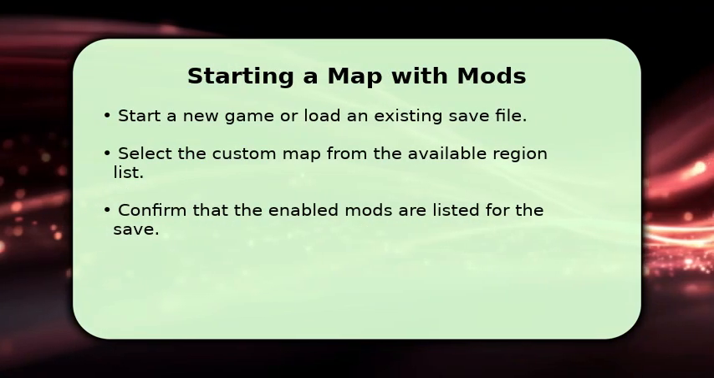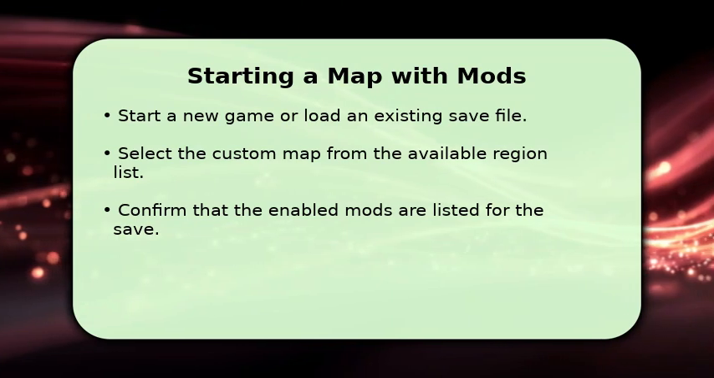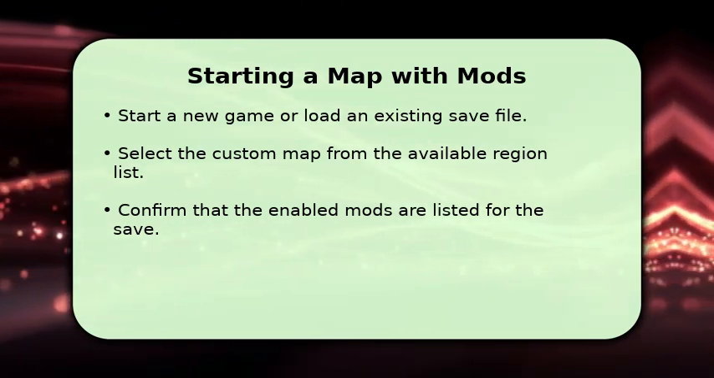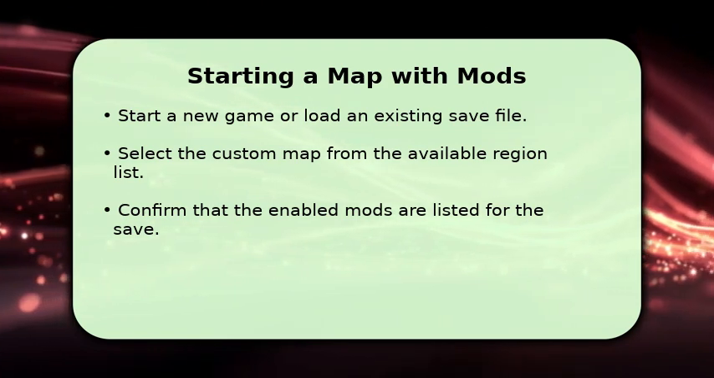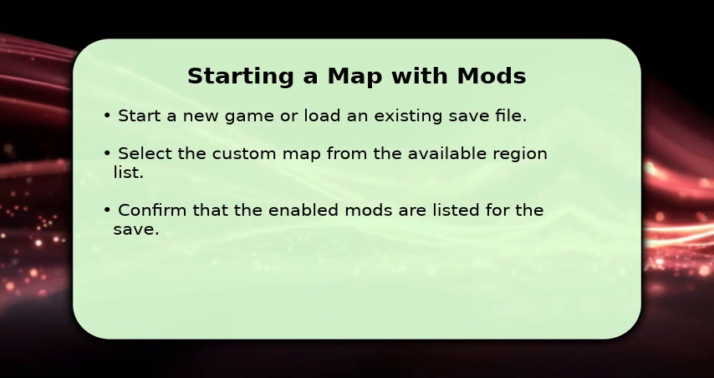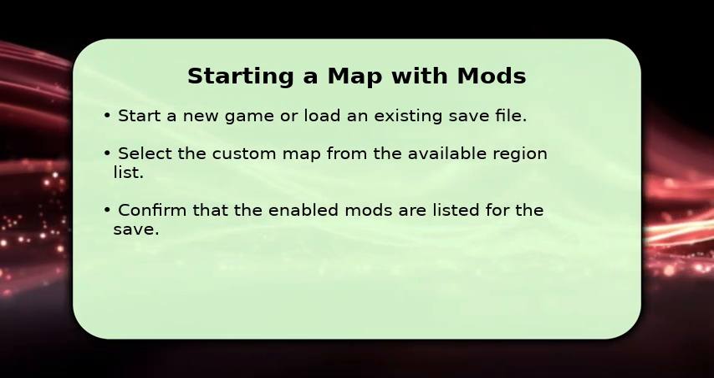Now that your mods are downloaded and activated, it is time to jump into the game. You can either start a brand new game or load an existing save file. When selecting your region, look for the custom map you subscribed to. It should appear alongside the standard maps.